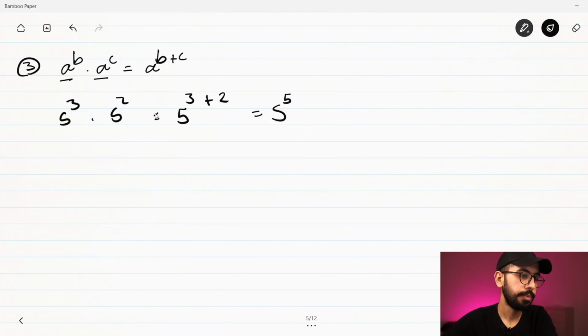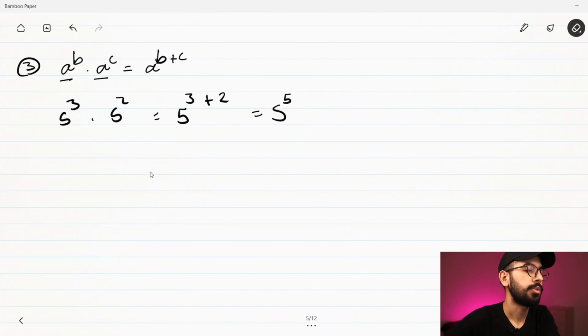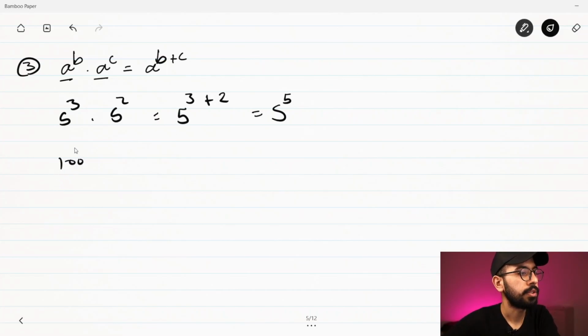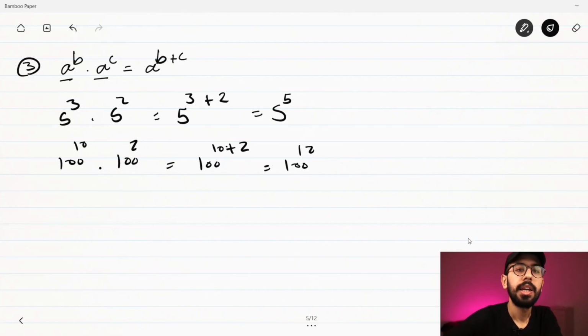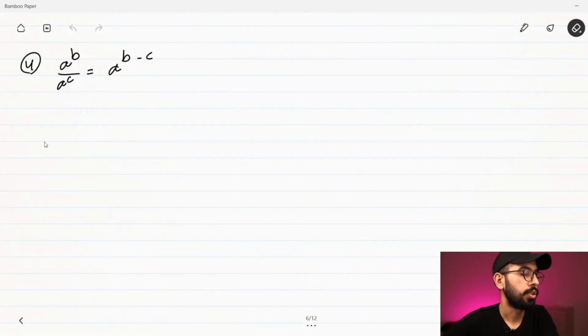So when we have two same bases multiplied by each other, then we put the base here and we add the two powers to each other, or the two exponentials to each other. If we have 100 to the power of 10 multiplied by 100 to the power of 2, it will be 100 to the power of 10 plus 2, it will be 100 to the power of 12. Yeah, and so on. Now let's jump to the law number 4.